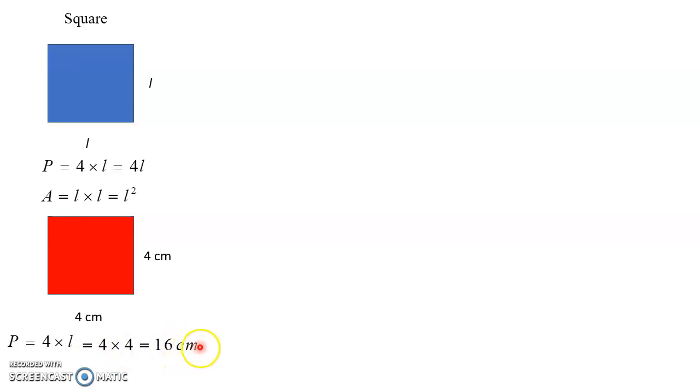Please take note of the units. Because I'm using centimeters, the answer for the perimeter is in centimeters. If I go to calculate the area, it is equal to length multiplied by length, and in this case it's 4 multiplied by 4, which is equal to 16 centimeters squared.